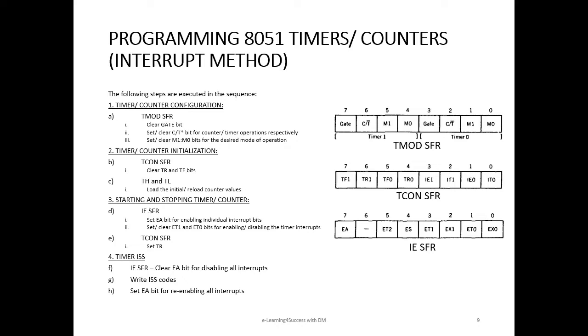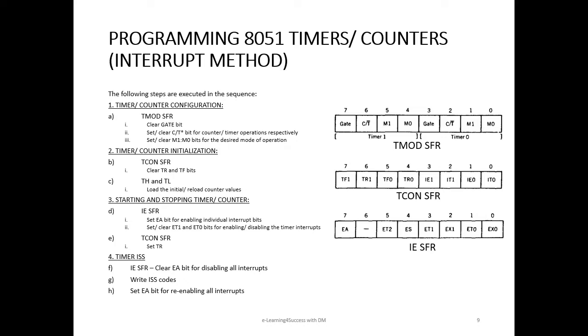In the configuration step, we will clear the gate bit and then set the counter timer operation selection bits. Also, the M1 and M0 bits are set or cleared for the desired mode of operation. In this lecture, we will be concentrating only on mode 1 operation of the timer counter module. Discussions on mode 0, mode 2 and mode 3 operations will be done in a different lecture. So for mode 1 operation, both M1 and M0 bits should be cleared.